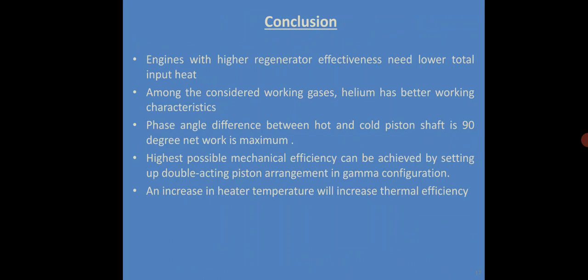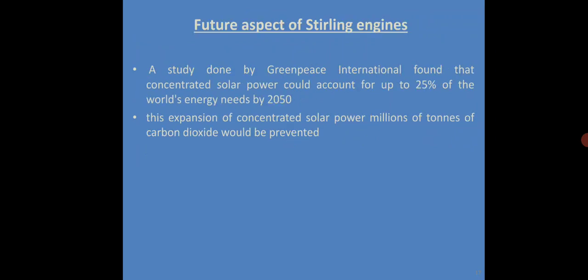Conclusion. Engine with higher regenerator effectiveness needs lower total input heat. Among the considered working gases, helium has better working characteristics. Phase angle difference between hot and cold piston shaft is 90 degrees and net work is maximum. Highest possible mechanical efficiency can be achieved by setting up double acting piston arrangement in gamma configuration. An increase in heater temperature will increase thermal efficiency.